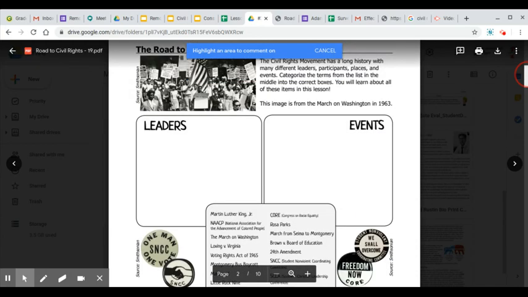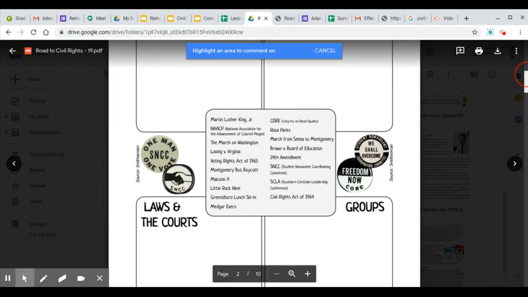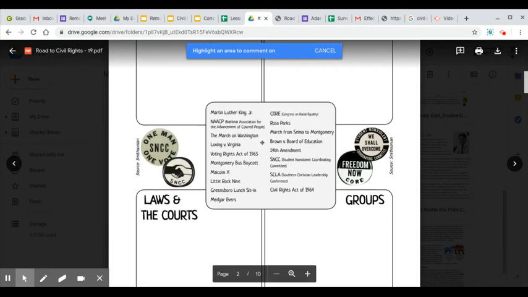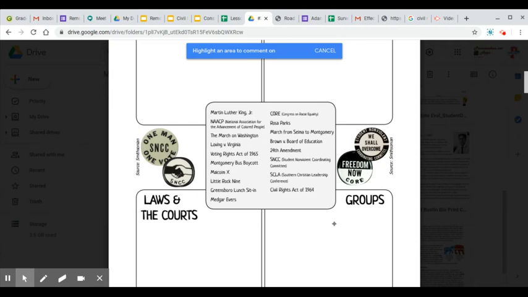So for this first section, this is going to break down the main leaders, events, laws, and courts, and the groups that came out of this era. Simple enough, you're just trying to separate your options in the middle correctly, putting them in the right sections, just to give you a sense of maybe what you already understand. And hopefully, by process of elimination, you'll be able to figure out where they all belong.